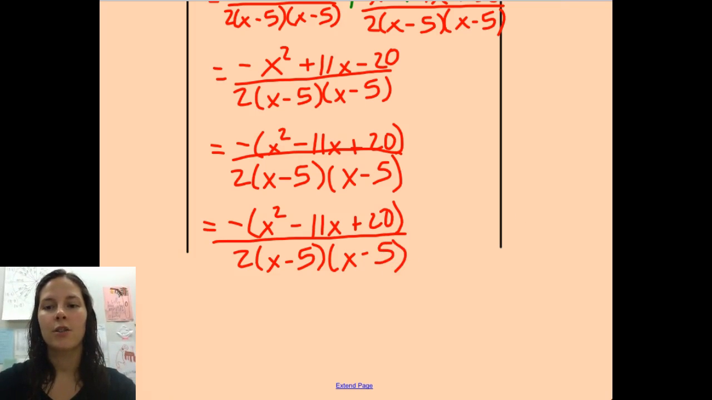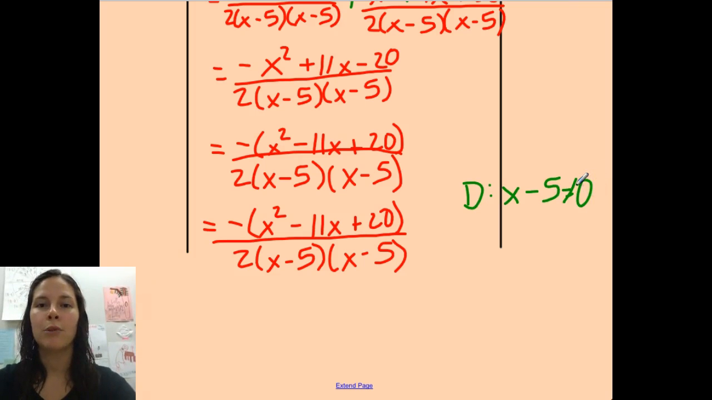Finally, let's take a look at our domain restrictions. The entire time, the only thing we had in the denominator with a variable was that x minus 5 term. The 2 was also in the denominator, but 2 can never equal 0, so we don't have to worry about that with our domain restriction. So we have x cannot equal 5.